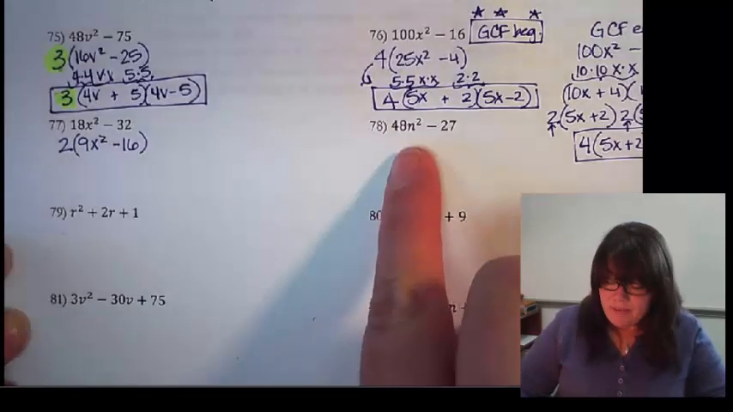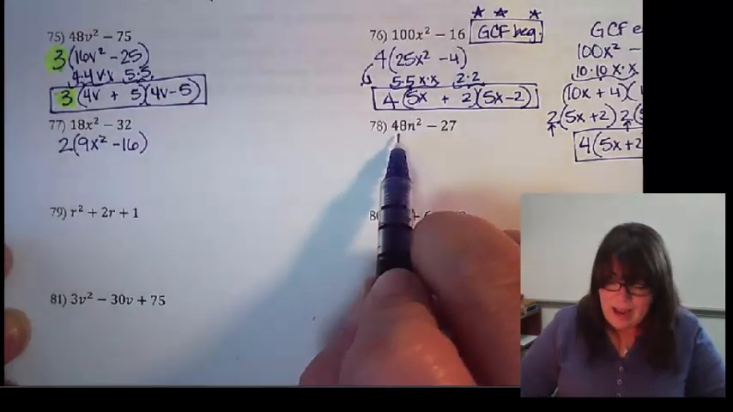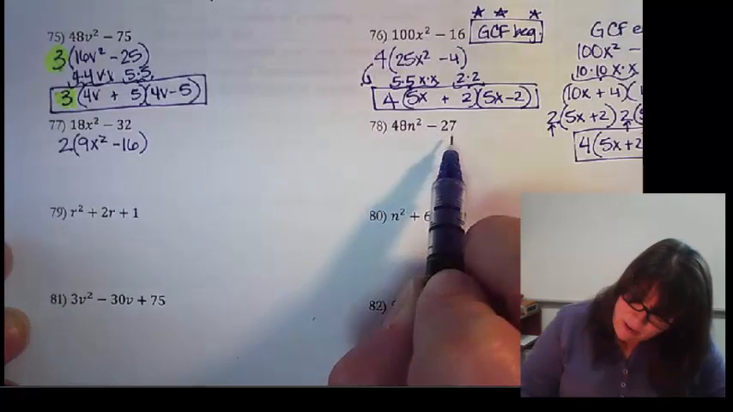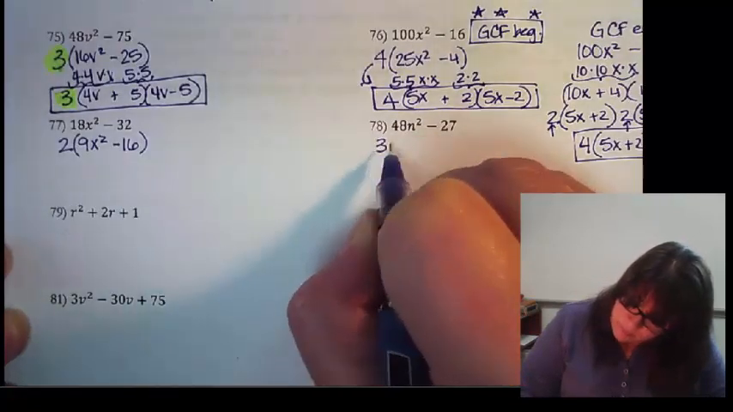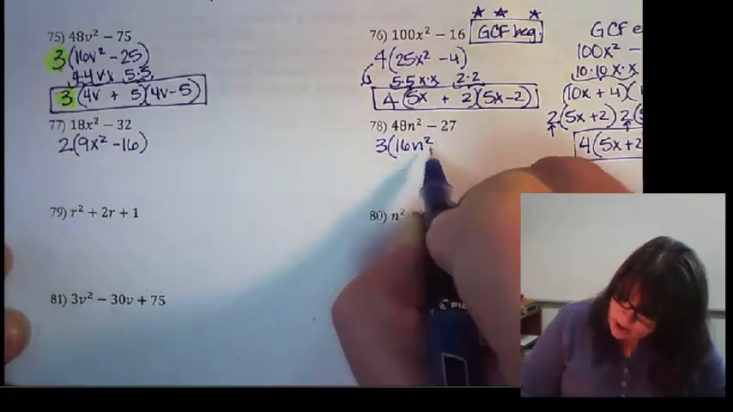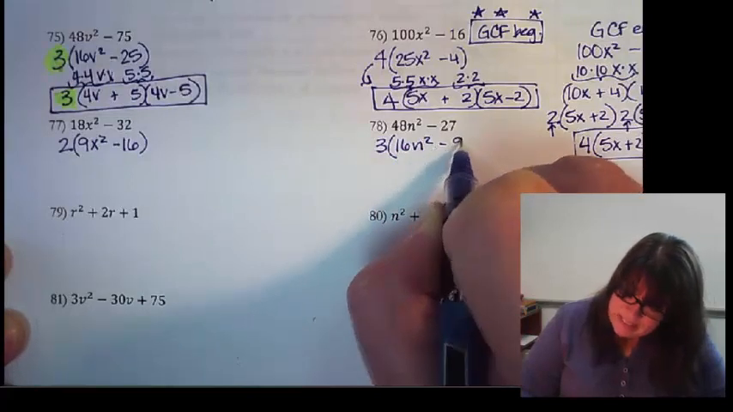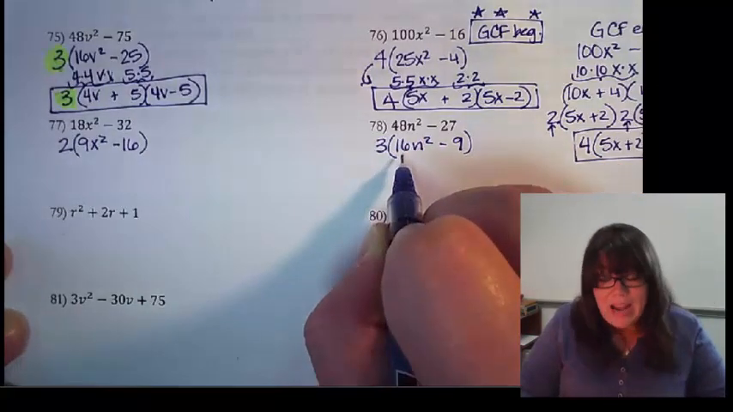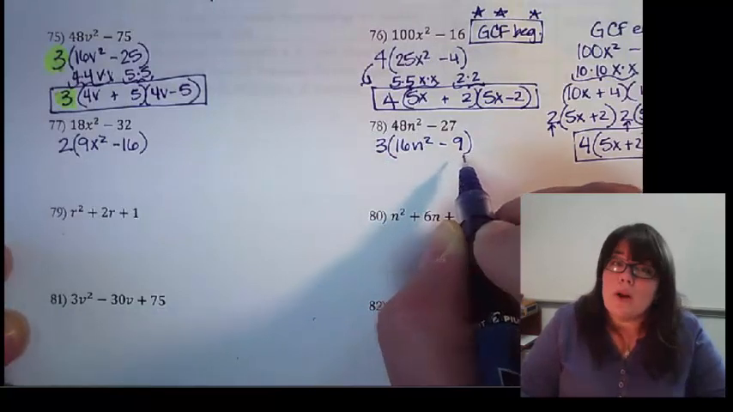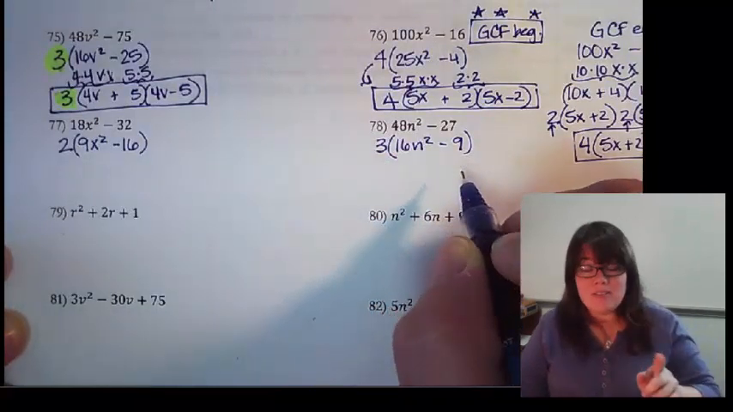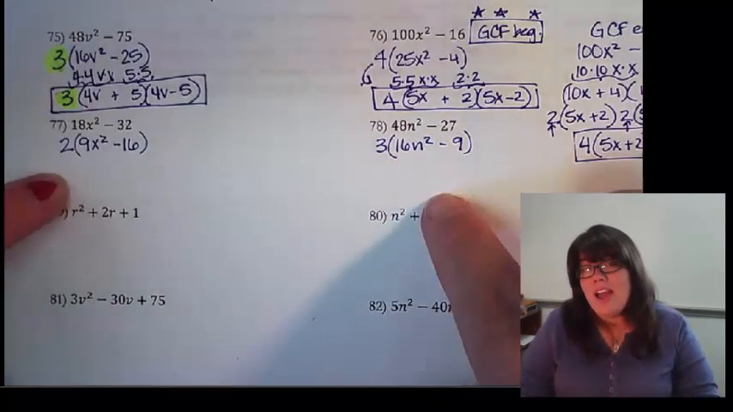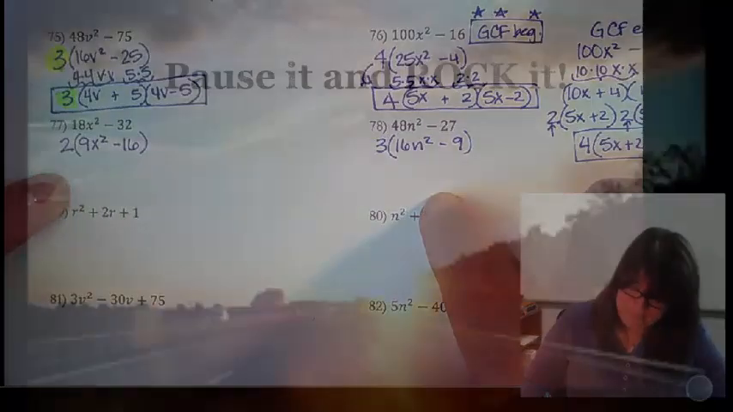78, same thing. 48 is not a perfect square, and neither is 27. But if I factor out a 3, then I'm left with 16n squared minus 9. And 16 is a perfect square, and 9 is a perfect square. So our difference of squares rule will work. So pause the video, give these a try, and then come on back when you think you've got it.